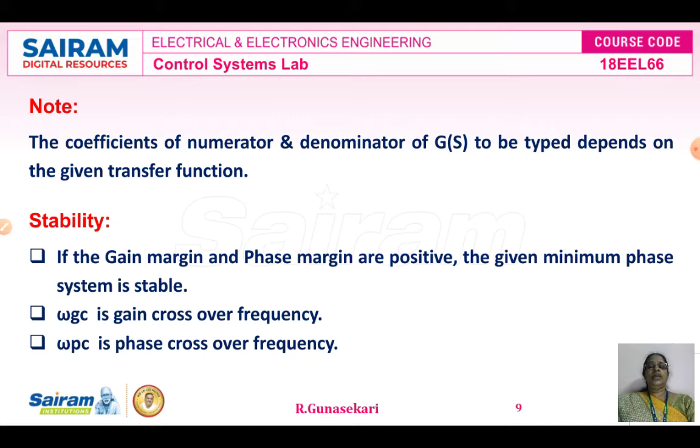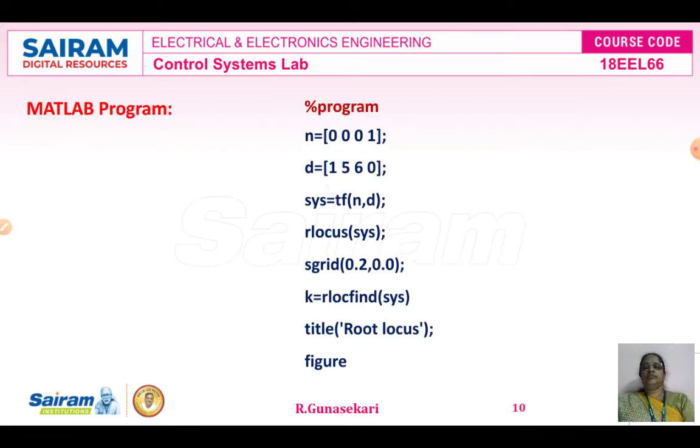Stability: if the gain margin and the phase margin are positive, the given minimum phase system is stable. The crossover frequency: omega GC is the gain crossover frequency. The omega PC is the phase crossover frequency. Now you see the program.